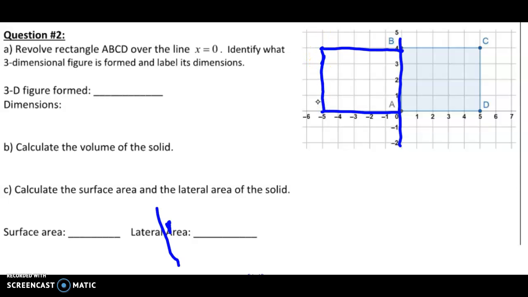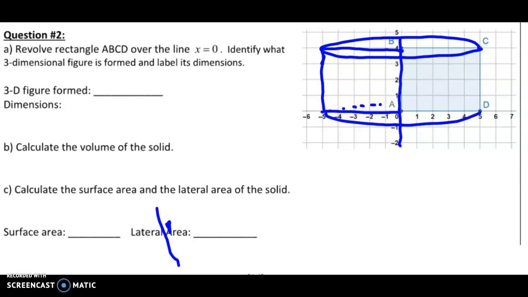To make it that 3D look, here is the top circular base. We make it like an oval. Here is the bottom. Use some dashes to give it that 3D feel. And you can certainly trace over the original if it makes it look better to you. So this is again a cylinder.